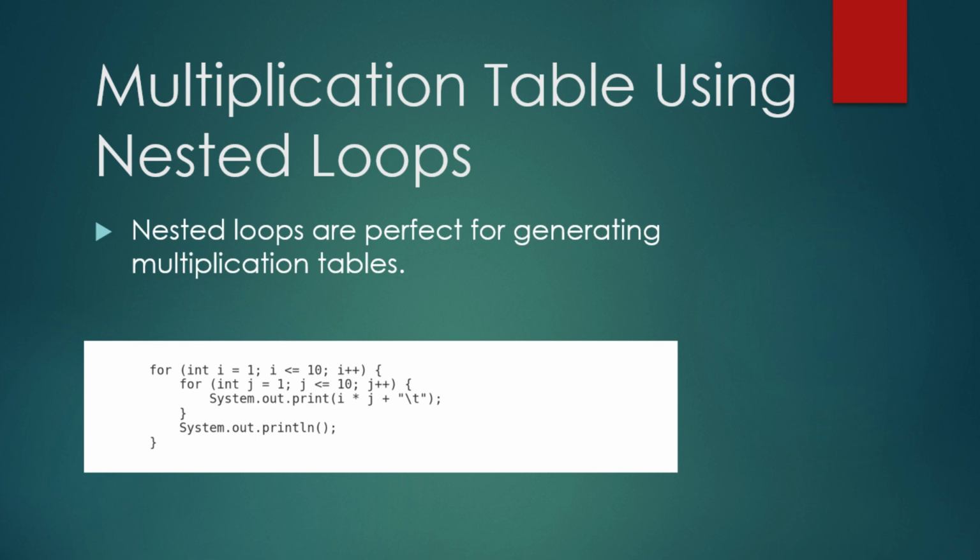inner loop also runs from 1 to 10, representing the columns. For each iteration, the program prints the product of i and j, followed by a tab space for formatting. The result is a 10 by 10 multiplication table.